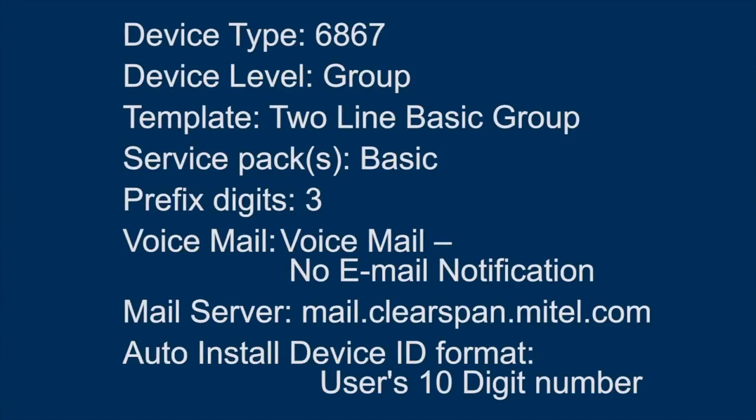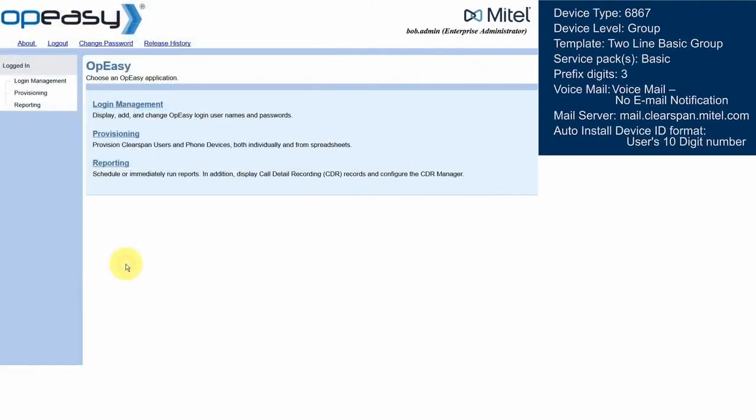Here are some things we will need to know before we begin. Device type, device level, template, service packs, prefix digits, voicemail, and voicemail server information. You will also want to select the format used for the auto install device ID. With this information, we are now ready to create a new user profile.